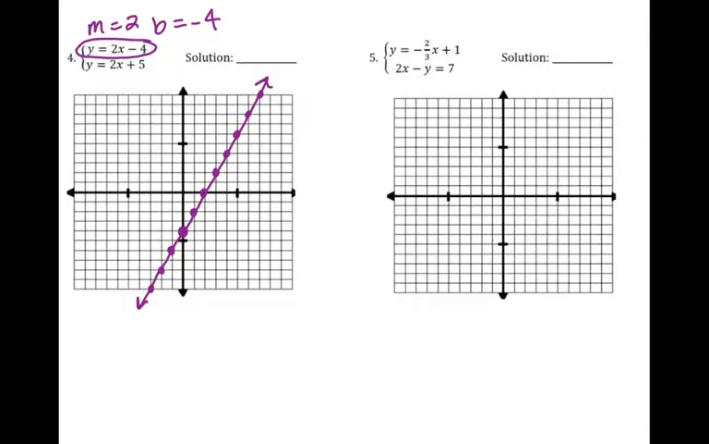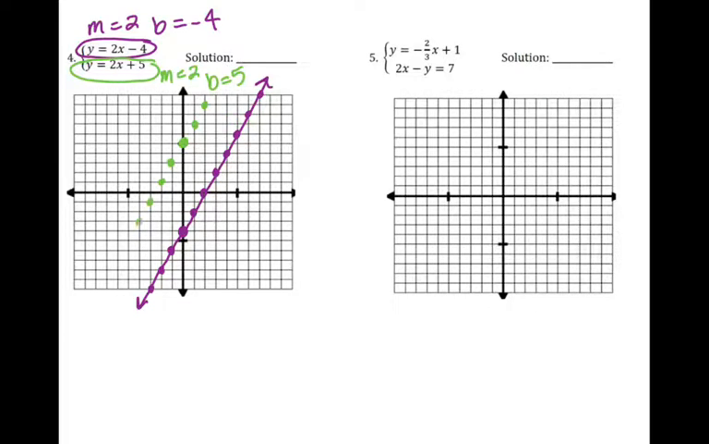And let's do my second one. Slope is 2 again. Y-intercept is 5. So I'm going to start at 5. Slope is 2, so I'm going to go up 2 over 1, up 2 over 1, and you can kind of already see what's happening with these two lines.